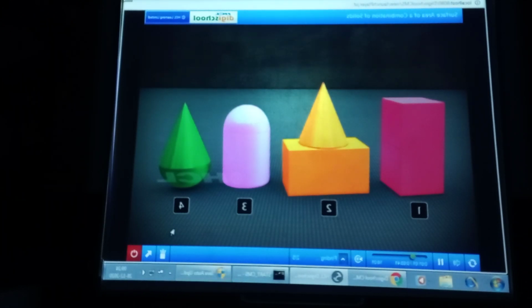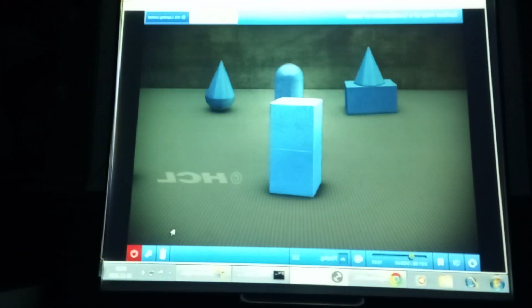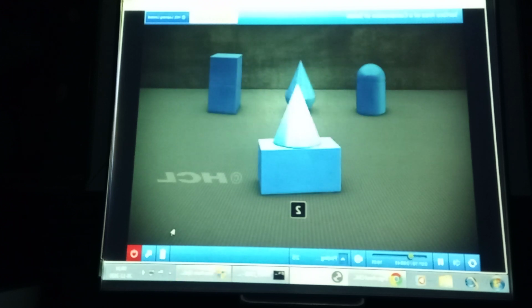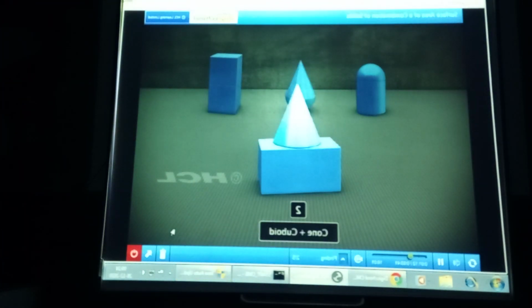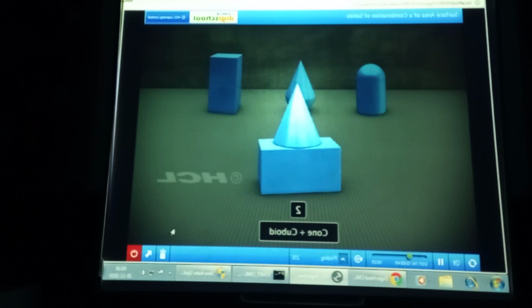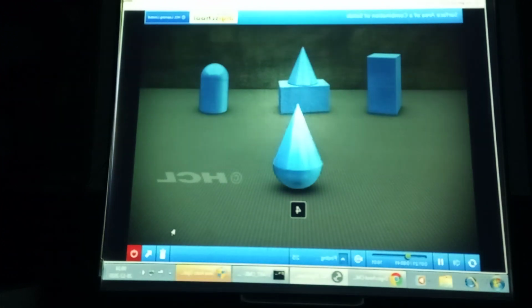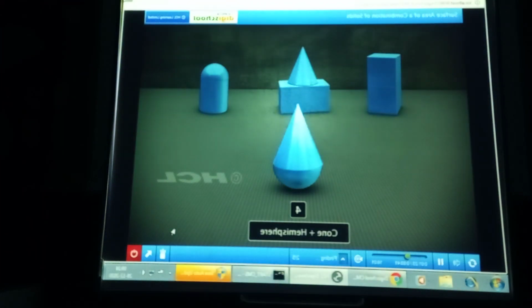In other words, these solids are a combination of one or more 3D shapes. For example, this solid is a combination of two cubes. In the second solid, a cone surmounts a cuboid. In the third example, a hemisphere surmounts a cylinder. Similarly, in the fourth solid, a cone surmounts a hemisphere.